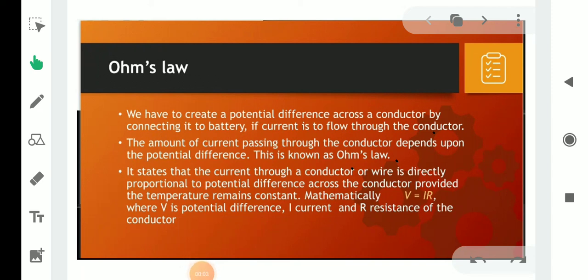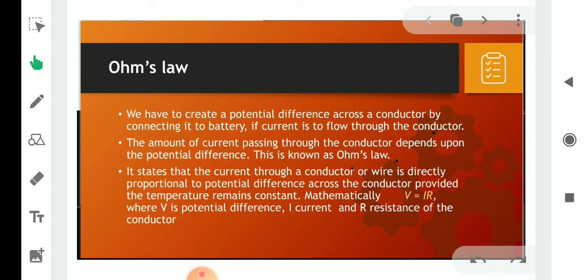Dear students, in the last class you had studied about electric circuit and the components of electric circuit and the symbols which are used to denote those components to draw an electric circuit. Before that you had studied about electric current and electric potential or potential difference. Today in this class let us study the relationship between electric current and electric potential.